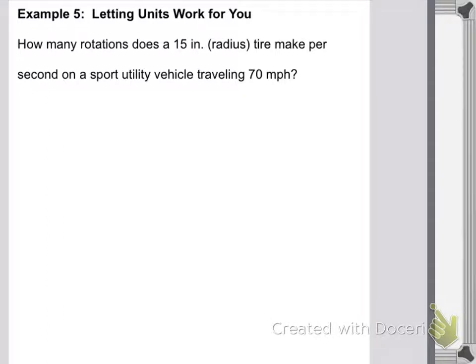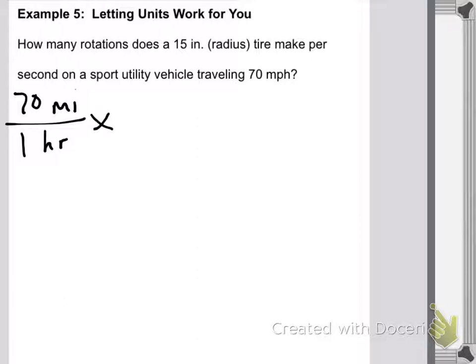Okay. How many rotations does a 15-inch radius tire make per second on a sport utility vehicle traveling 70 miles per hour? Holy moly. Per second. Well, let's break this down. So I have 70 miles in 1 hour. We're going to do a bunch of conversion factors here.